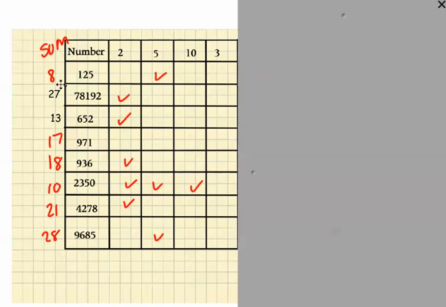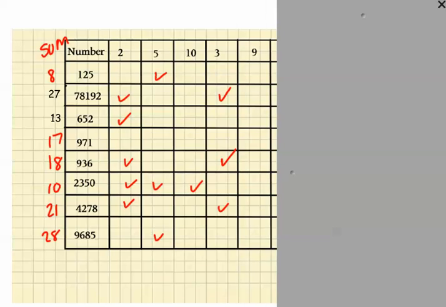All right, now let's do our 3's. Okay, I'll do the 3's with you. Is this divisible by 3? No. Is this divisible by 3? Yes. I want to check it. Divisible by 3? No. Divisible by 3? No. Divisible by 3? Yes. Divisible by 3? Nope. Divisible by 3? Yes. Divisible by 3? No. Okay? All right, you do the 9's, pause, and come back.